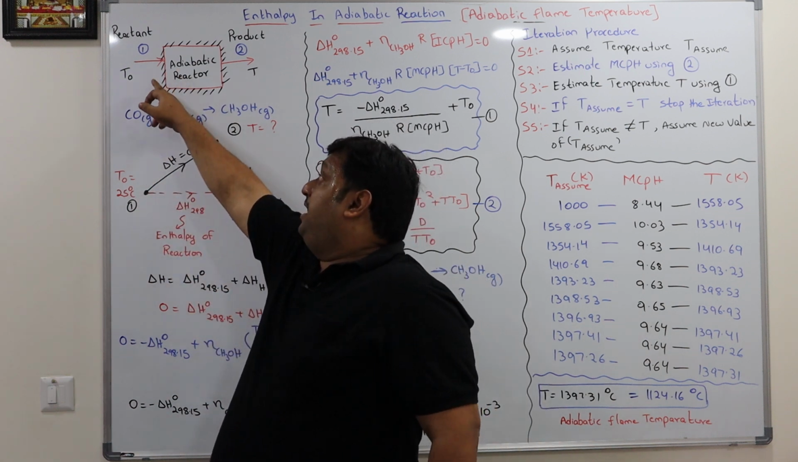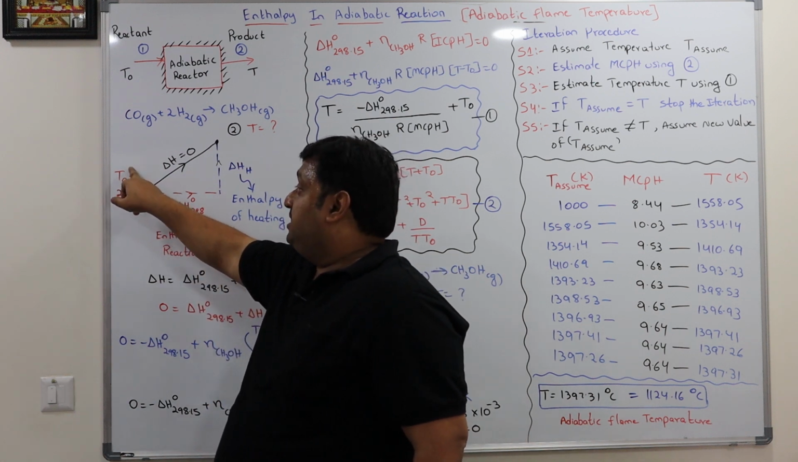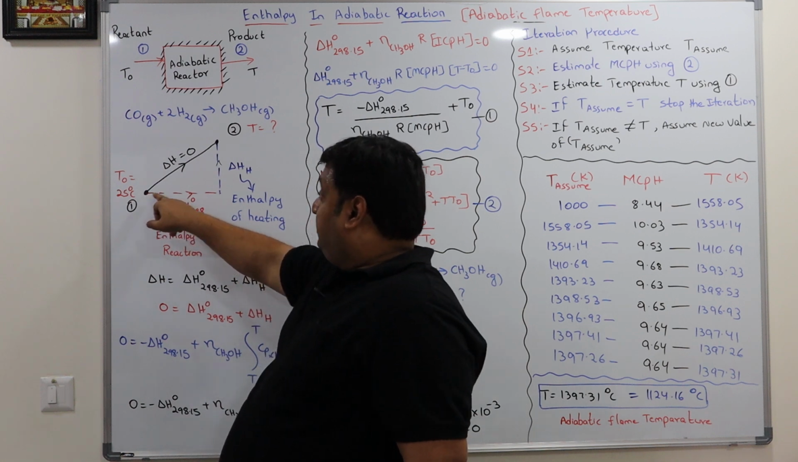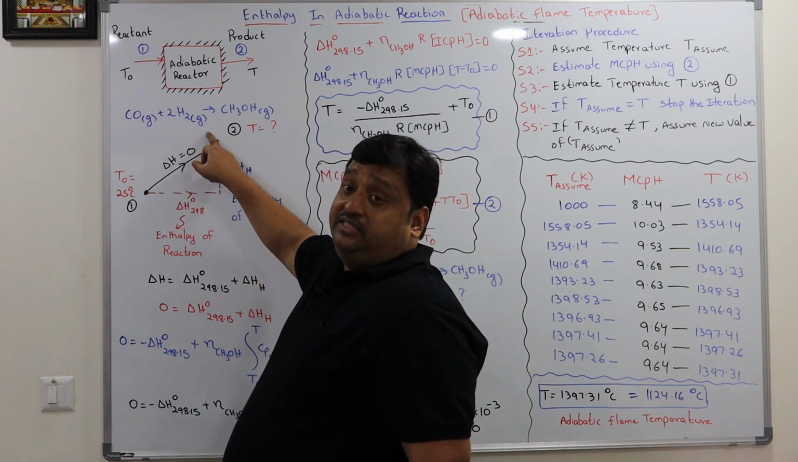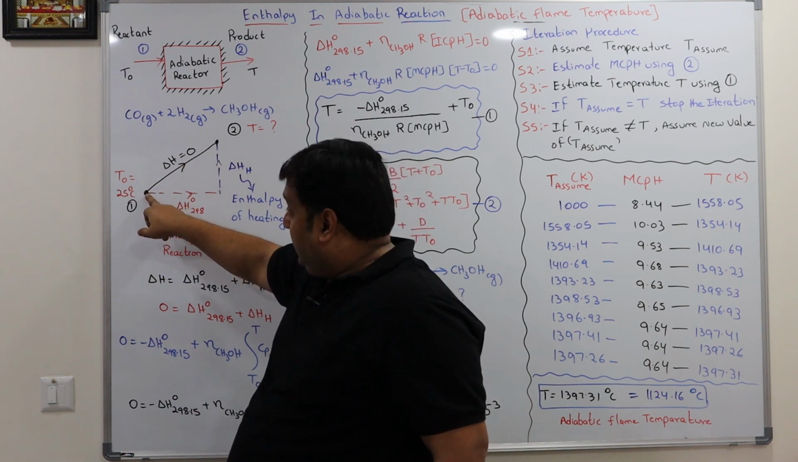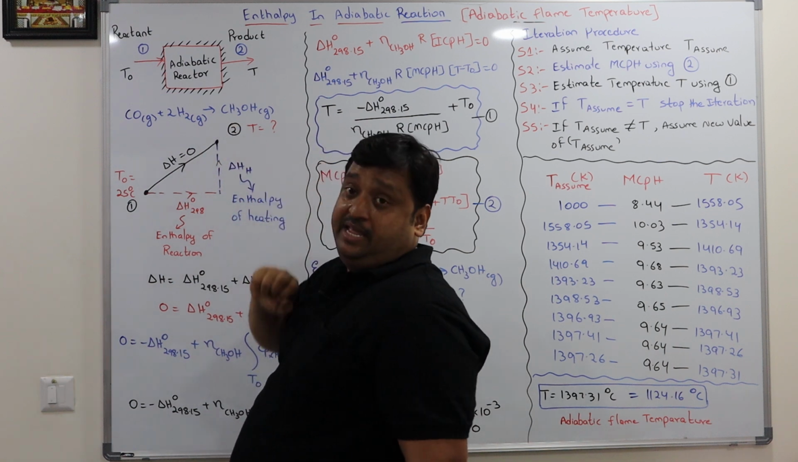So I am starting my reaction at 25 degrees centigrade. That is why I marked the initial temperature as 25 degrees centigrade. I will conduct it this way because I don't know the actual route. The best possible method is to conduct the reaction at room temperature and then increase the product temperature to T.